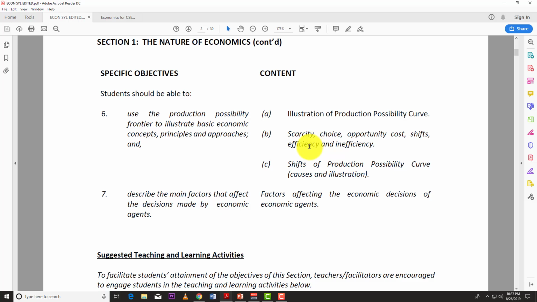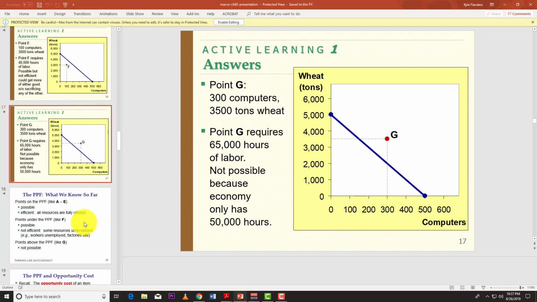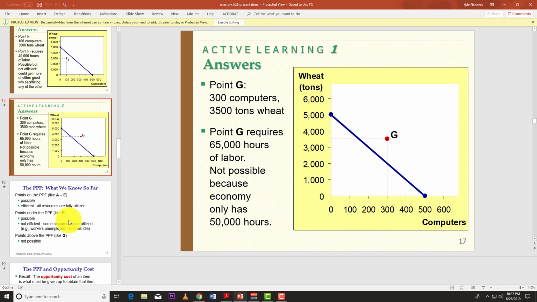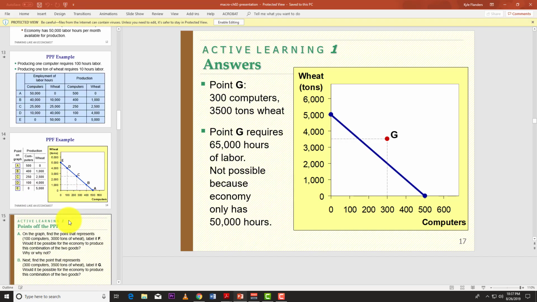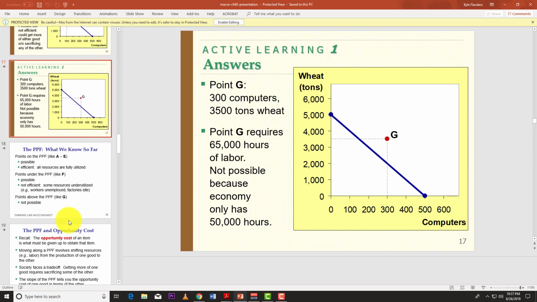Now let's show how the production possibility curve can show scarcity, choice, and opportunity cost. Let's jump to the slide for that one. We discussed scarcity last class. Scarcity refers to the fact that resources are limited, but our wants are unlimited. So they're considered scarce because they don't go on forever. These resources can finish. They are not infinite.